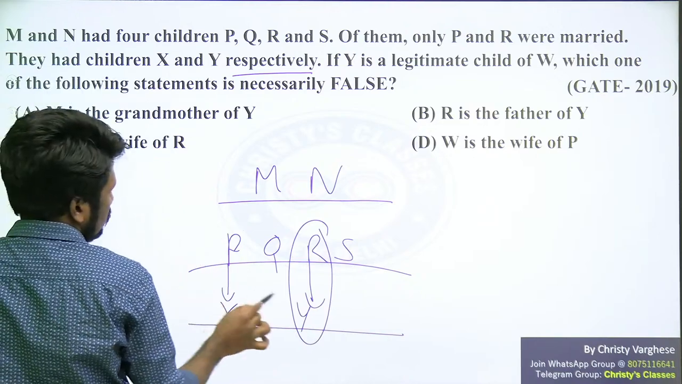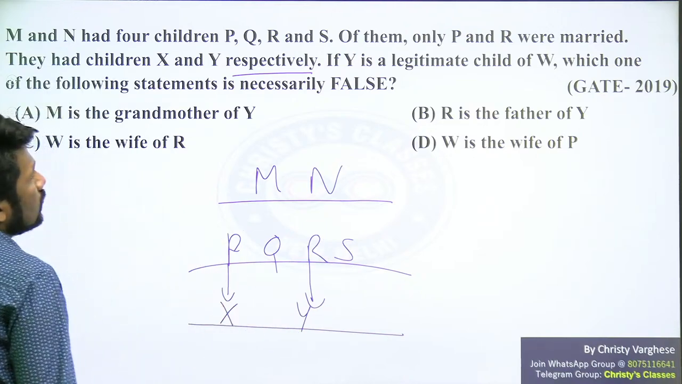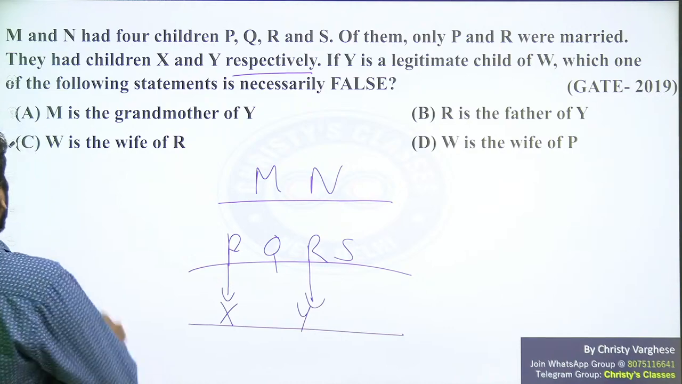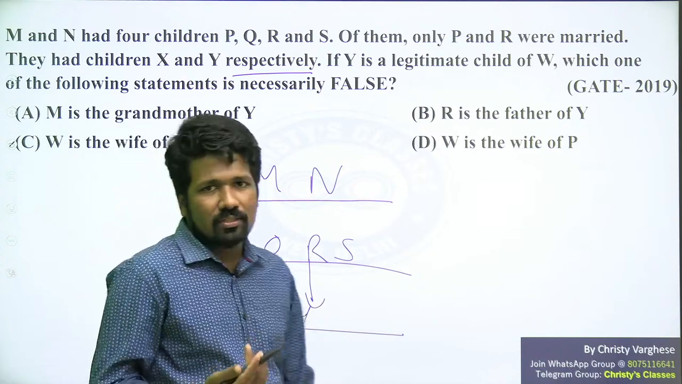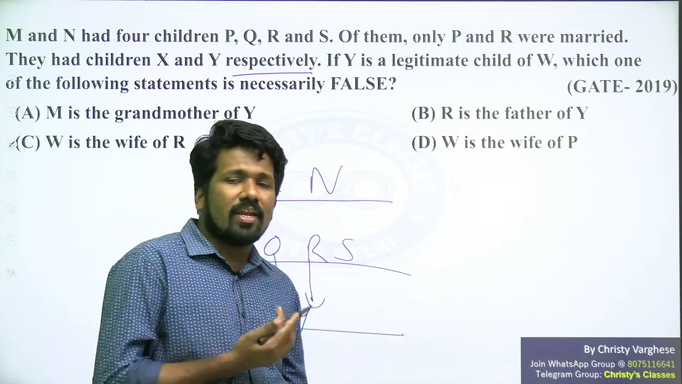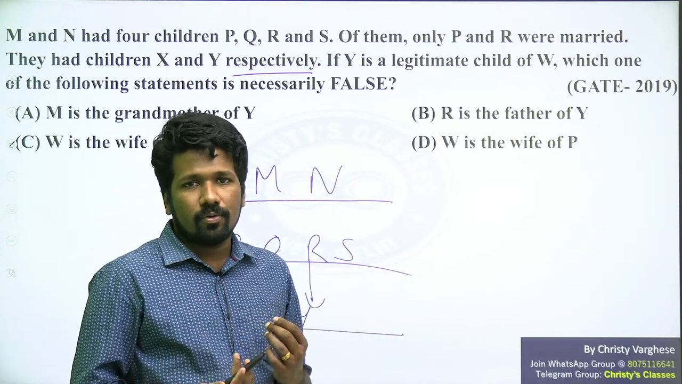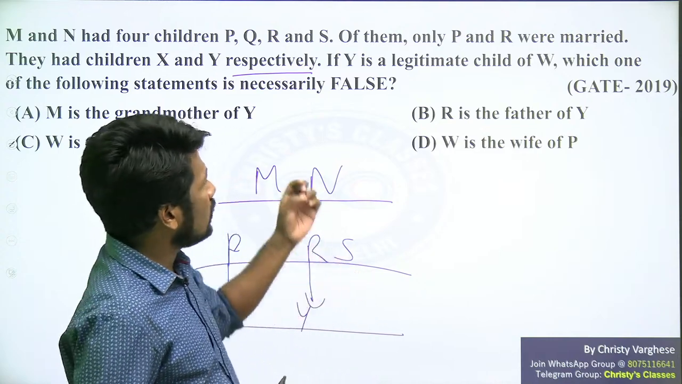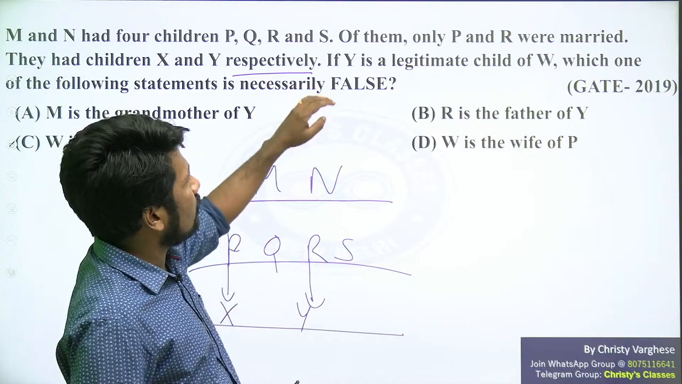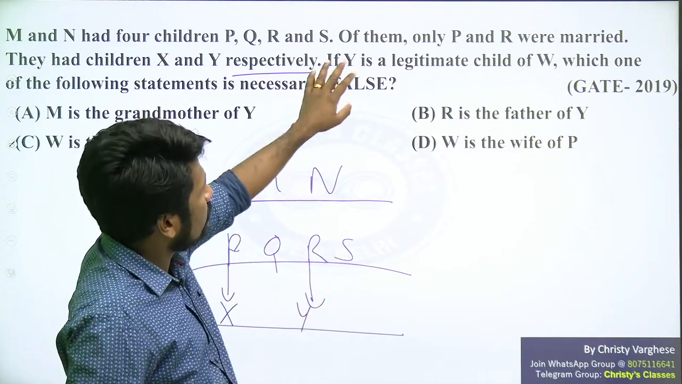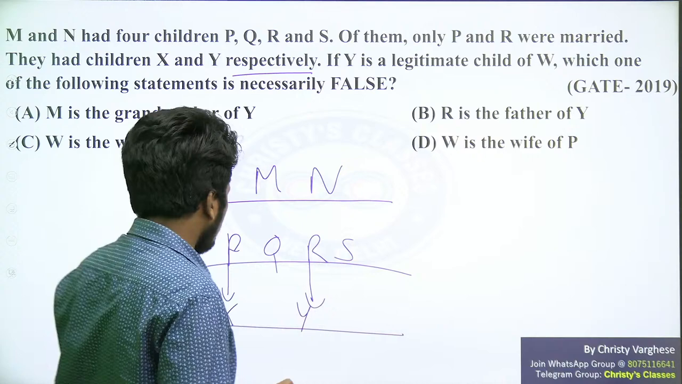Now, if Y is the legitimate child of W, legitimate child means child in a marital relation. Legitimate and illegitimate, I hope all of you know. So child in a marital relation, or legally he is the father, we can say. In a marital relation itself. Y is a legitimate child of W.